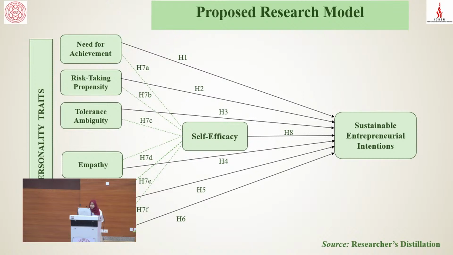Hypotheses H1 to H6 indicate the significant effect of these personality traits on sustainable entrepreneurial intentions. Hypothesis 1, H1, is for assessing the significant effect of need for achievement on sustainable entrepreneurial intentions, H2 for risk-taking propensity, and in the same way for other personality traits. Hypotheses H7A to H7F are for mediation, wherein self-efficacy is a mediator between these personality traits and sustainable entrepreneurial intentions. In H7A, self-efficacy is a mediator between need for achievement and sustainable entrepreneurial intentions, and so on.